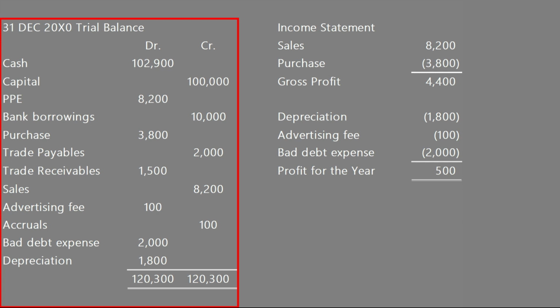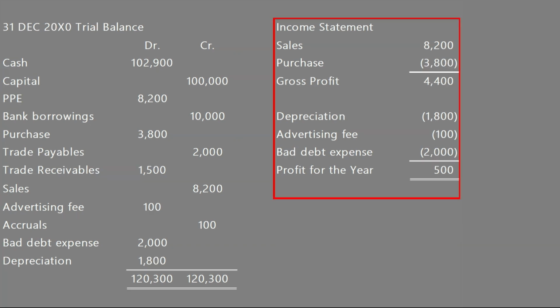Next, we prepare the income statement. We begin with sales minus purchase to give us the gross profit of $4,400. Next we have depreciation, followed by advertising fee, then bad debt expense, and finally profit for the year, which will be $500.